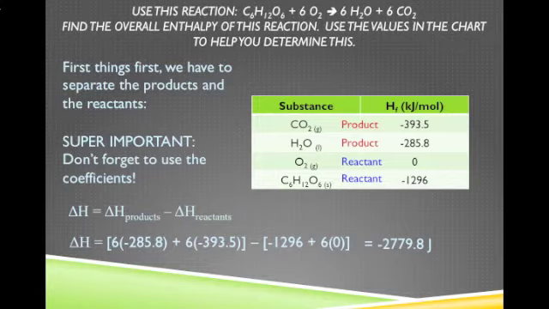Because this came out negative, that means energy is released and this is exothermic. So if I were to ask you, is this an endothermic or exothermic? This is exothermic. Now, I know that putting this into the calculator can be intimidating, so let me show you real fast how I put this into the calculator.